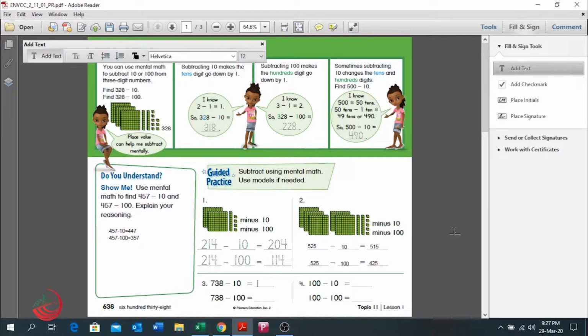Here. 738 minus 10 equals. Are we gonna change anything with the hundreds? Nope. What about the tens? Yes, we're gonna subtract 1. It's gonna be 2. What about the ones digit? Nope, nothing. It's gonna be an 8. 738 minus 100. Are we gonna subtract the hundreds? Yes. By how much? By 1. 6. And we're gonna write the rest of the number, 638, like that.